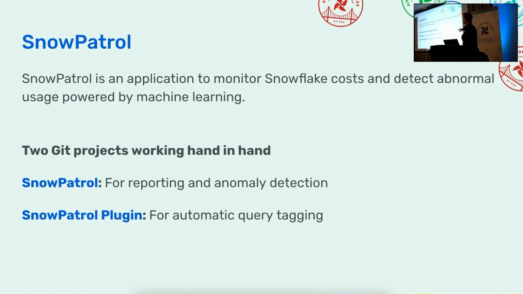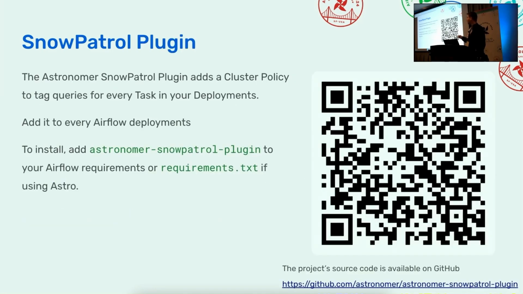The second one is the Snow Patrol plugin. This is for automatic query tagging. This one you need to deploy in every single one of your Airflow deployments for it to work, whereas the first one is a set of DAGs that you can deploy only once, and you get results in Snowflake. And the way we do this is pretty simple. We have a few create table scripts in that project that you can use, and then you can hook your dashboards on there. And so, yeah, if you want to look into the Git repo, the QR code is here, and I'll go into details on how we actually built that plugin.